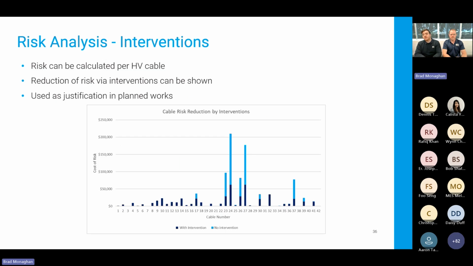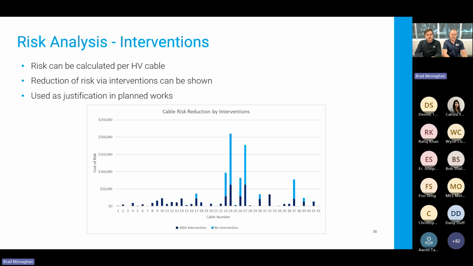So then you start to combine it all. And this is replicating the table we saw a bit earlier of looking at each cable segment. But now, rather than looking at the asset health, we're looking at the financial risk of each cable segment if we do the interventions versus if we don't do the interventions. And this actually paints a very different picture.